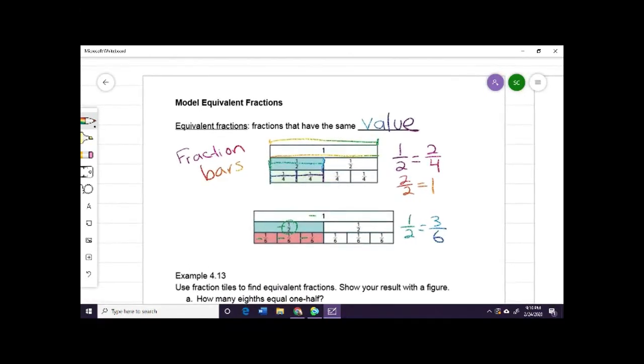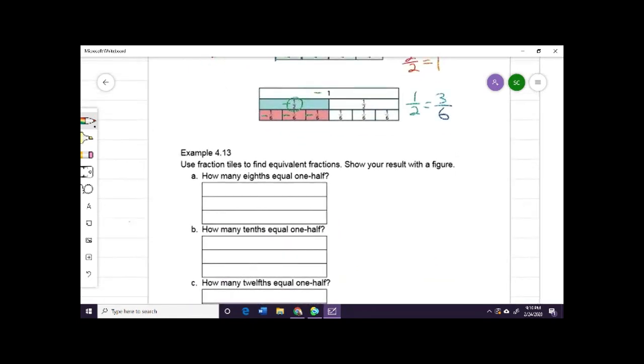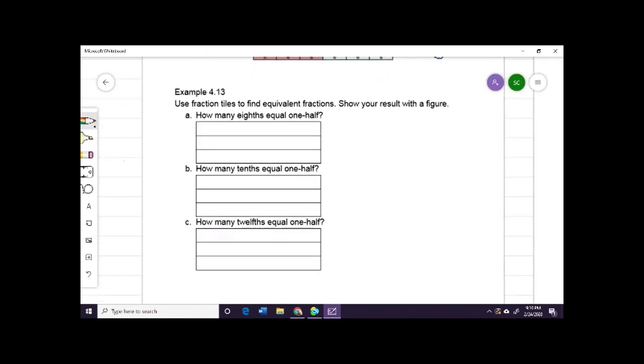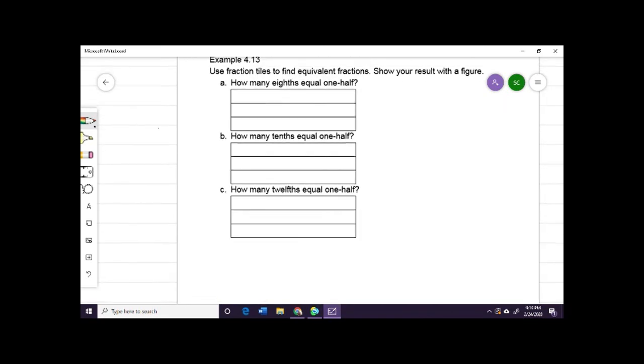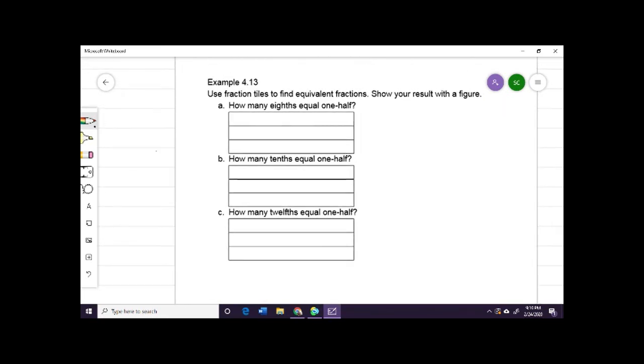So that's what's meant when we use the term equivalent fraction. So let's look at some examples here. Example 4.13. Use fraction tiles, I said fraction bars up ahead, above. Use fraction tiles to find equivalent fractions. Show your result with a figure. So I've given them here for you, so all you have to do is fill them in. So we're going to start just like the ones in our example up above were. We're going to start with 1, and we want to know how many eighths equal 1/2.